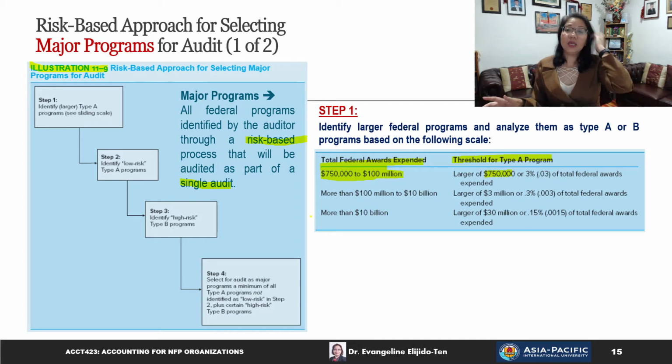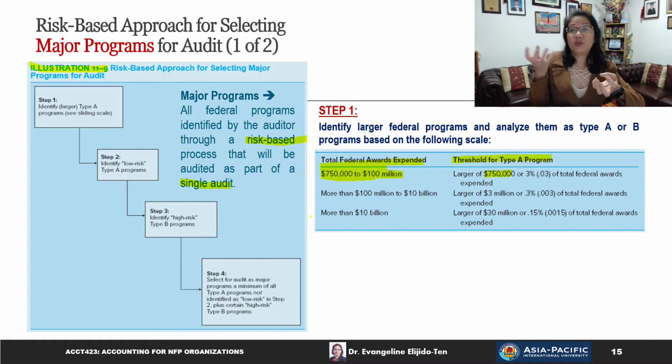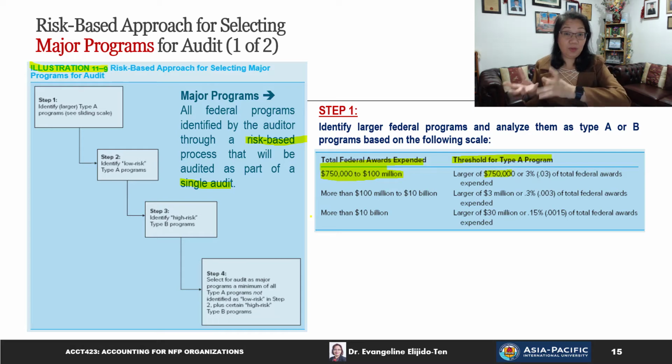Why? Because it's the larger of $750,000 or 3% of the total federal award expended. 3% of $100 million is what? It's $3 million. So the larger of $750,000 and $3 million is $3 million. And the program only was given $750,000. So that program is not a major program because it does not meet the Type A threshold.